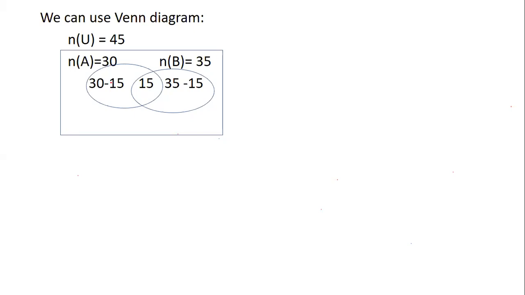Therefore, if I want to get only A, I must subtract this intersection from it. So here it becomes 30 minus 20, which gives me 10. Here it becomes 35 minus 20, which gives me 15, as we got using that approach. Is it okay? Yes, sir.